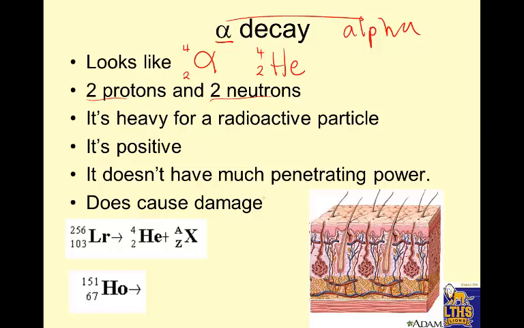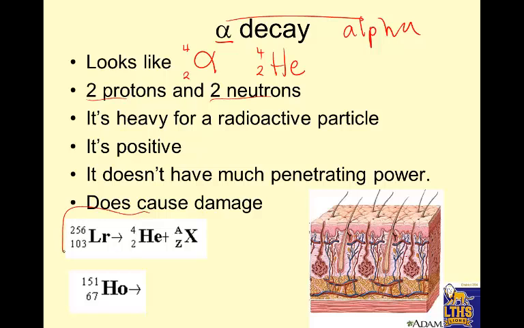Alpha particles are pretty heavy in terms of radioactivity. Alpha particles have positive charge. It doesn't have much penetrating power, which means your skin can block it from entering your body. It does cause damage on a small level, though, because it's heavy. If it hit a cell, it would cause damage. If it just hits your skin, it's blocked.